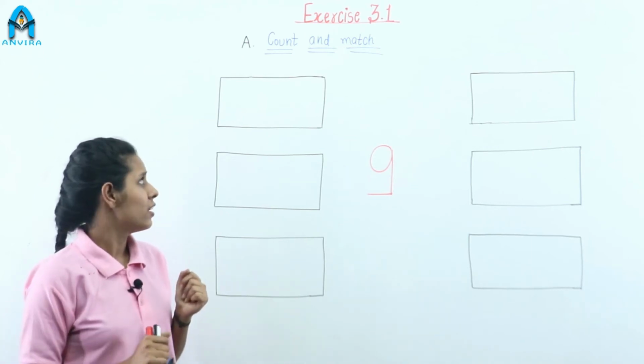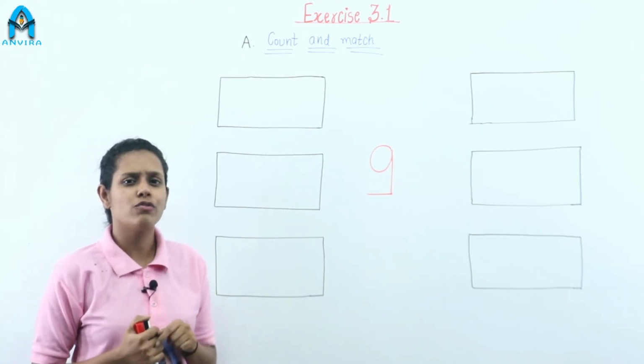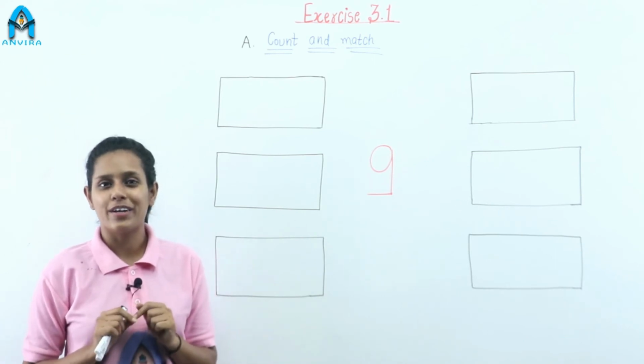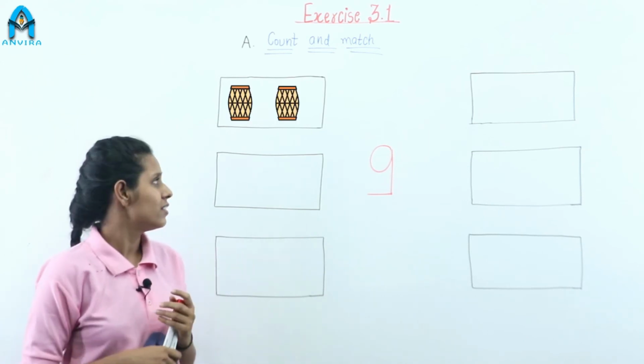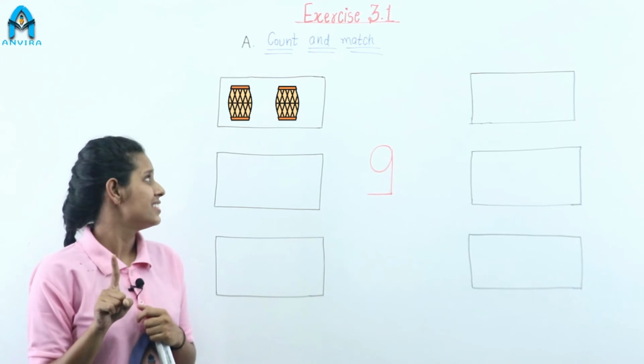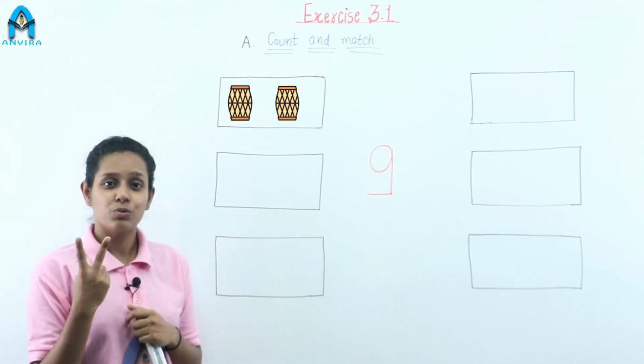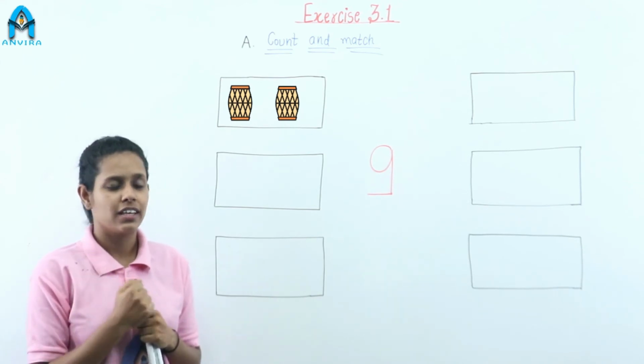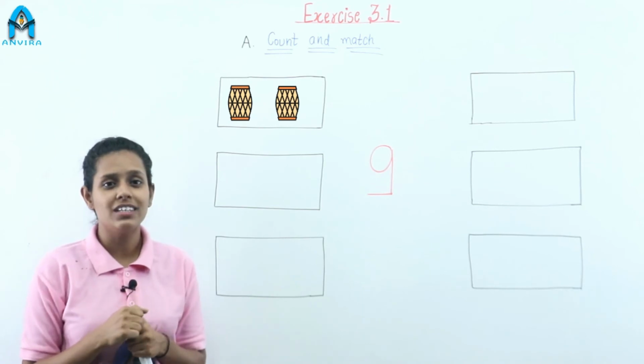Let's start. Look at the first object. What do you find in this? Drums. Let's count. 1, 2. 2 drums. Now look at the next picture.